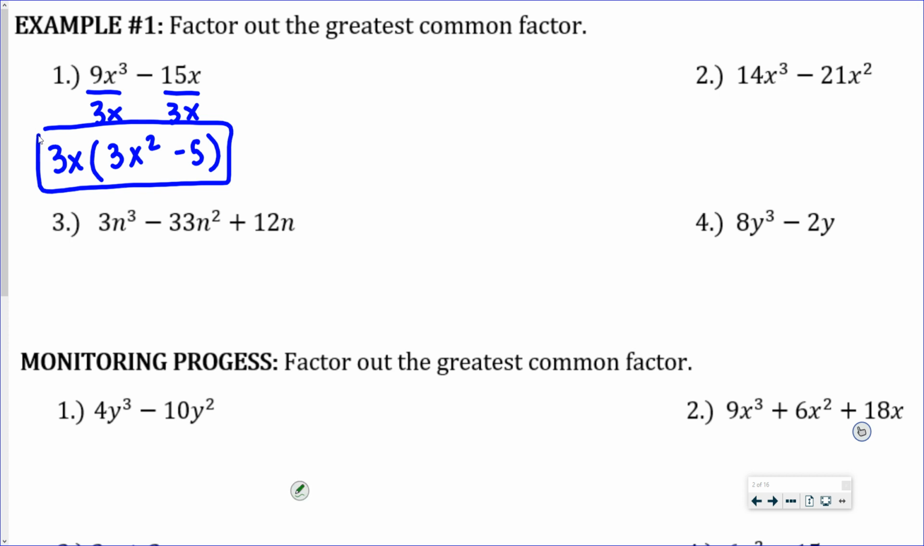14 and 21, what would be the GCF? 7. Yep. All right, how many x's can I factor out here? 2, right? They have 2 in common. I can factor out a 7x squared. So this is how I usually just show my work. 7x squared, and then I ask myself, okay, 14, if I divide out 7, I'm left with 2. I'm left with 1x here.